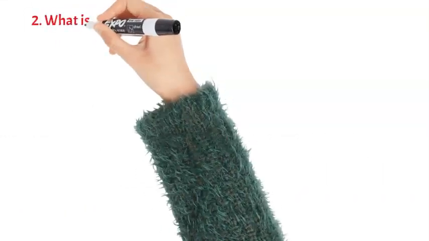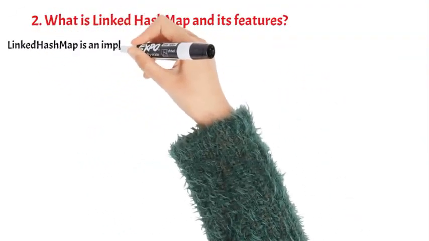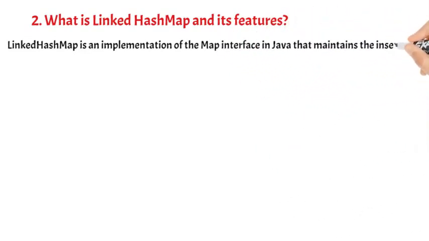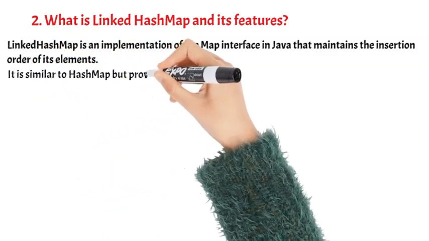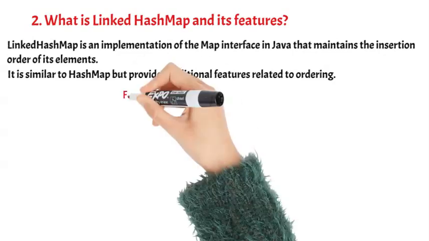2. What is LinkedHashMap and its features? LinkedHashMap is an implementation of the map interface in Java that maintains the insertion order of its elements. It is similar to HashMap but provides additional features related to ordering.